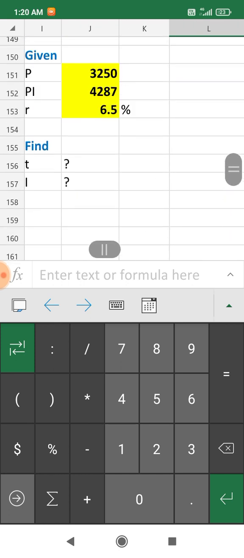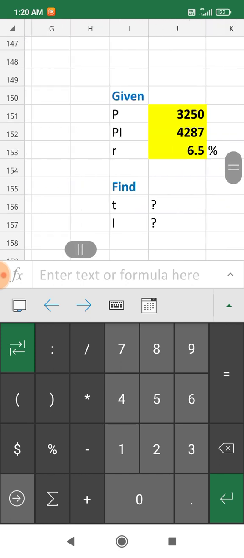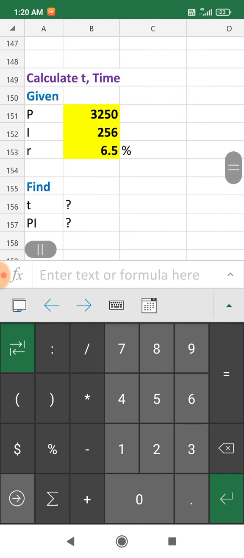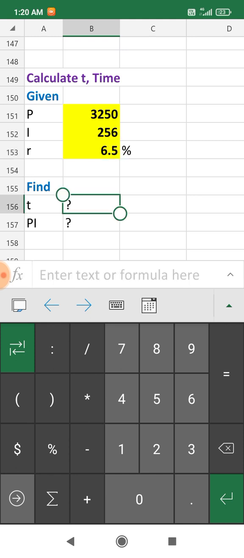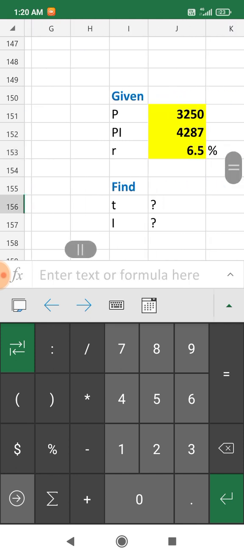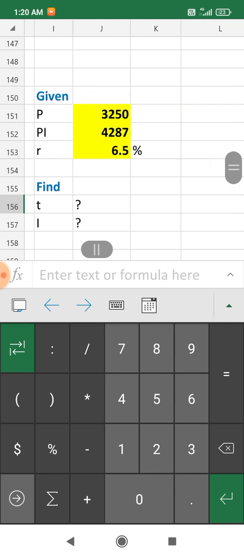We have to calculate I first. Then this question and this question has no difference. P is known, I is known, R is known. We have to calculate T. Exactly same question.